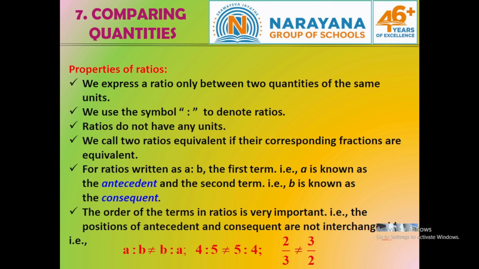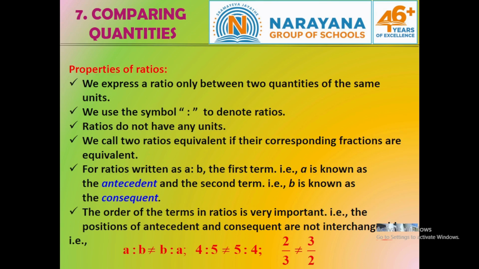We call two ratios equivalent if their corresponding fractions are equivalent. In the ratio written as A:B, the first term, that is A, is known as the antecedent, and the second term, that is B, is known as the consequent. So in A/B, the numerator A is also called the antecedent and the denominator B is called the consequent. The order of the terms in ratios is very important. That is, the positions of antecedent and consequent cannot be interchanged. So A:B is not equal to B:A.